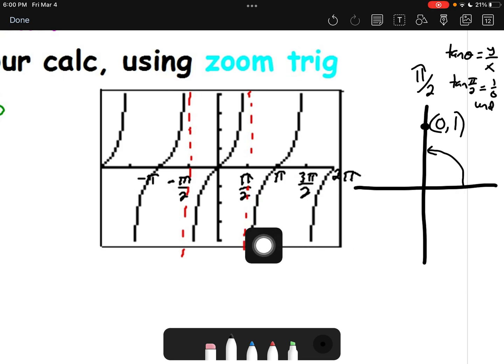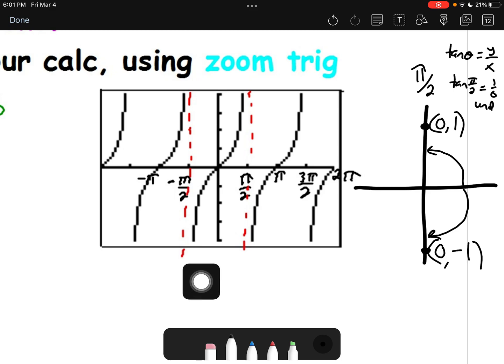And so on a graph, the way that appears is with a vertical asymptote. And if we went to negative pi over 2, which would be this way, we'd still have that same ratio. We just have a negative 1 over 0 instead. And so again, it's undefined there. In between those asymptotes, that's where one branch of tangent is going to fall, okay?